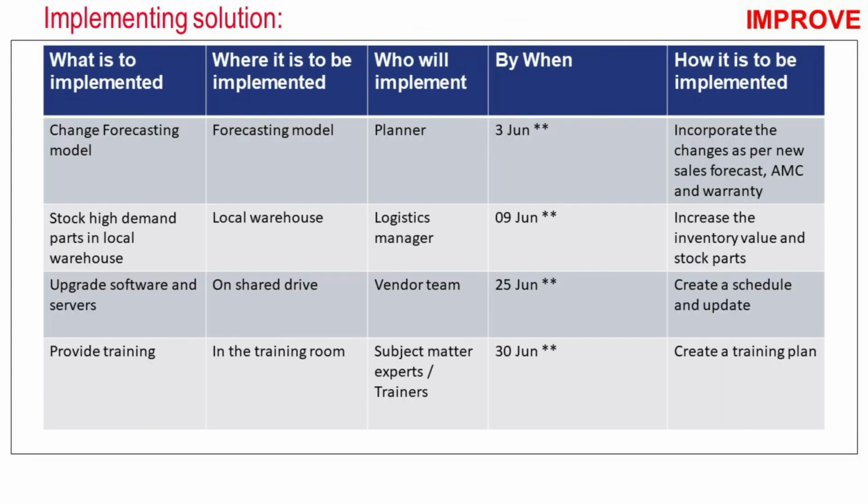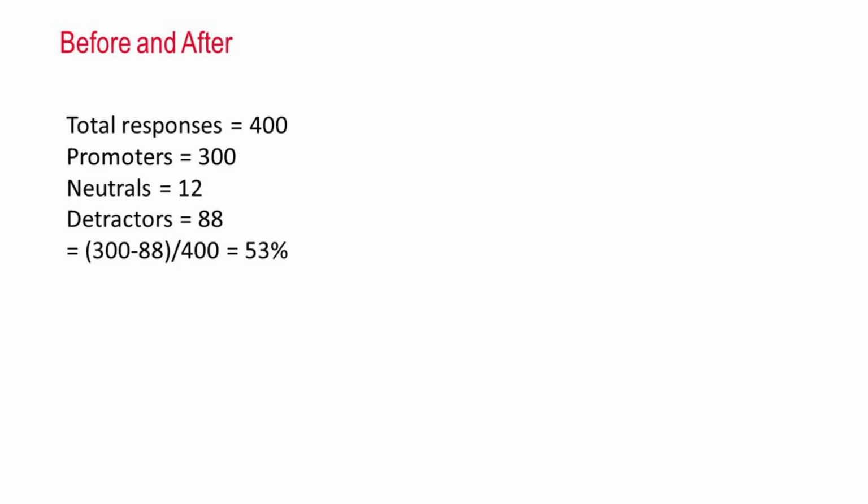The solutions were then implemented through 4Ws and 1H. Some of the solutions identified were: number 1, change the forecasting model. Number 2 was stock high demand parts in the local warehouse. Number 3 was upgrade software and the servers. Number 4 was to provide training to the floor engineers so that they can identify the faults in the machines in the first go. All of these solutions were then implemented.